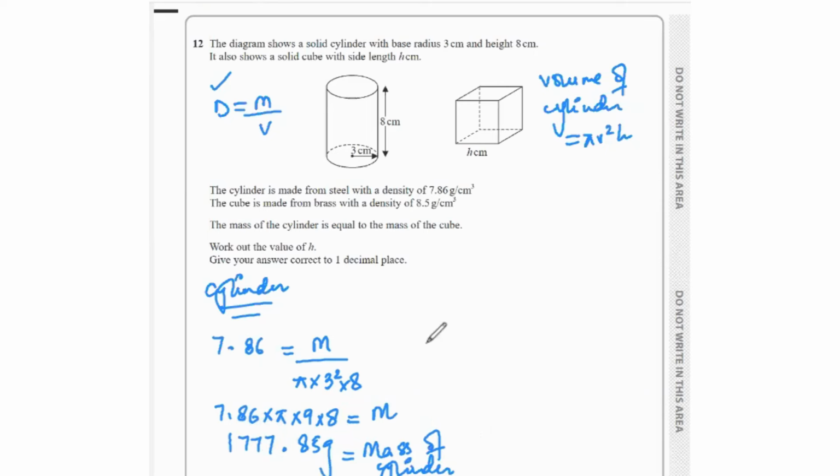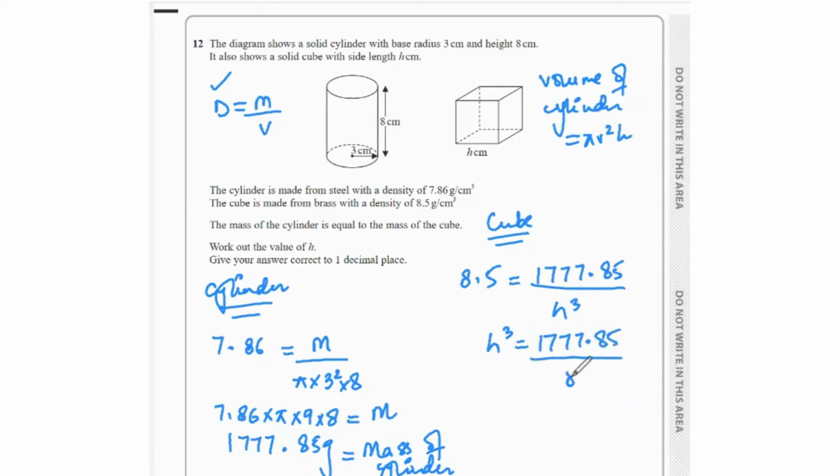Now, since the mass is the same, we write cube over here. Density is 8.5 equals 1777.85 divided by h cubed. Why h cubed? Because the volume for a cube is length times width times height. And since the length, width, and height are exactly the same, it's h cubed. So h cubed equals 1777.85 divided by 8.5.